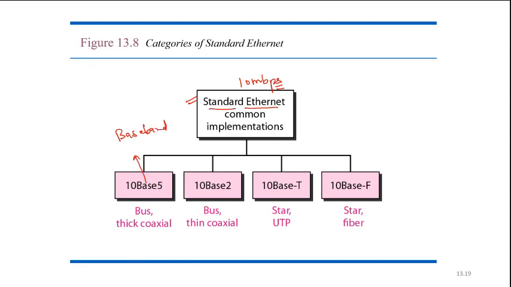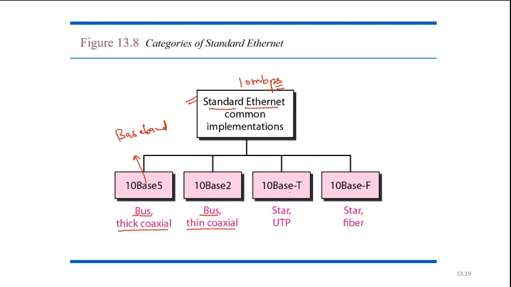And 5 indicates 500 meters. So it will be working for 500 meters, sending data for 500 meters at 10 Mbps, transmitting a baseband signal. It uses bus topology, and in case of cable, it uses thick coaxial cables. Similarly, 10Base2 means it is useful for up to 200 meters. It uses the bus, and it uses thin coaxial cable.